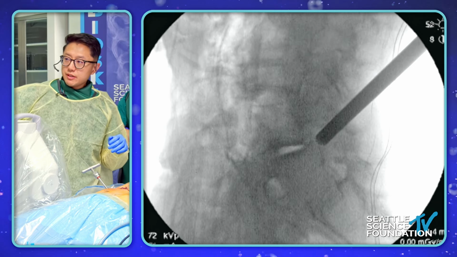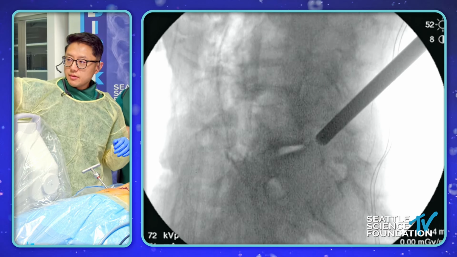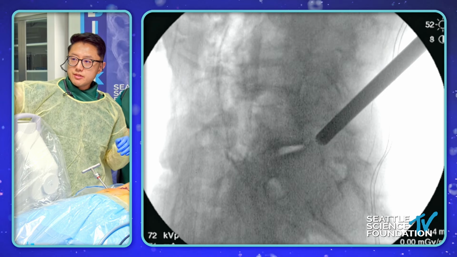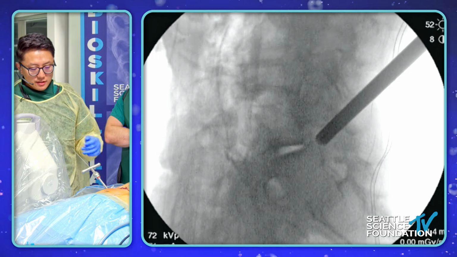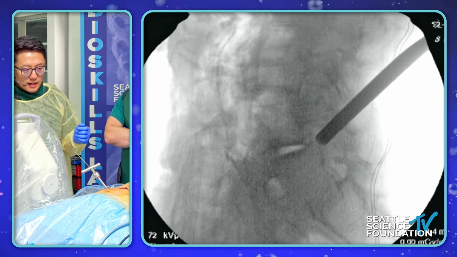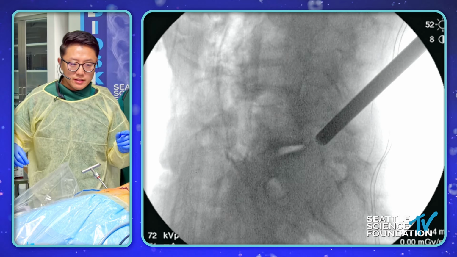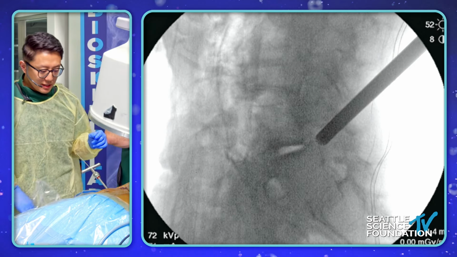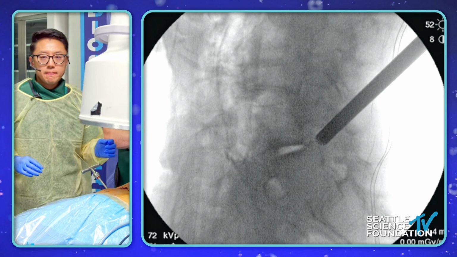So this is a good picture so far. We're already fairly medial. You can see that we're about at the mid-pedicular line, and we're still very much posterior to the posterior vertebral line. So this is a good spot. So let's go back to AP. And then if the patient is asleep, then I typically have free-running EMG to see if we capture any spontaneous discharges.